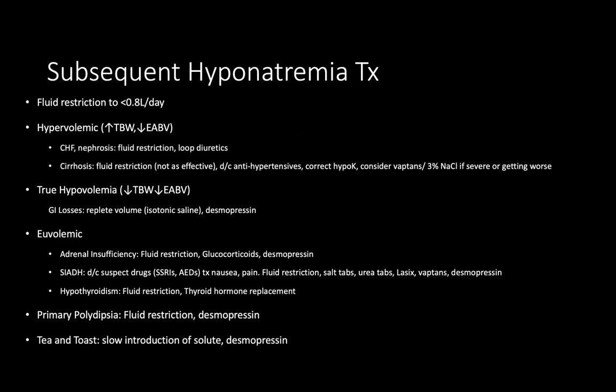Same thing with your euvolemic patients. So the three main causes of euvolemic hyponatremia: adrenal insufficiency, SIADH, hypothyroidism. You want to go ahead and fluid restrict these patients. In the case of adrenal insufficiency, once you give them glucocorticoids, which is what they're going to be missing, they will also tend to autocorrect. The glucocorticoids are actually going to inhibit your ADH release. And so to prevent the patient correcting too quickly, you add some desmopressin, which will help you to retain some water.